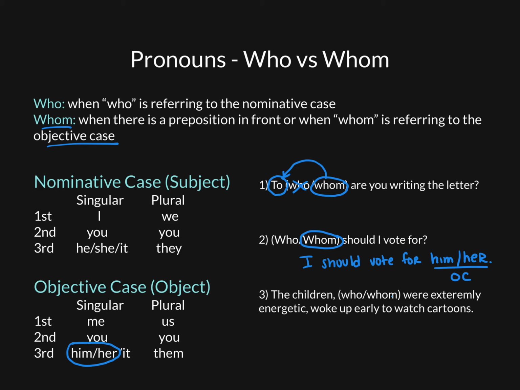So again, we could rearrange this sentence in order to use a word like him, her, he, she, it, or something of those sorts. Here we could say that they, meaning the children, were energetic. And now we can see that they is coming from the subjective or nominative case. So since we have the subjective case here, and we know that the nominative or subjective case always refers to who, therefore, who would be the correct answer in this question.